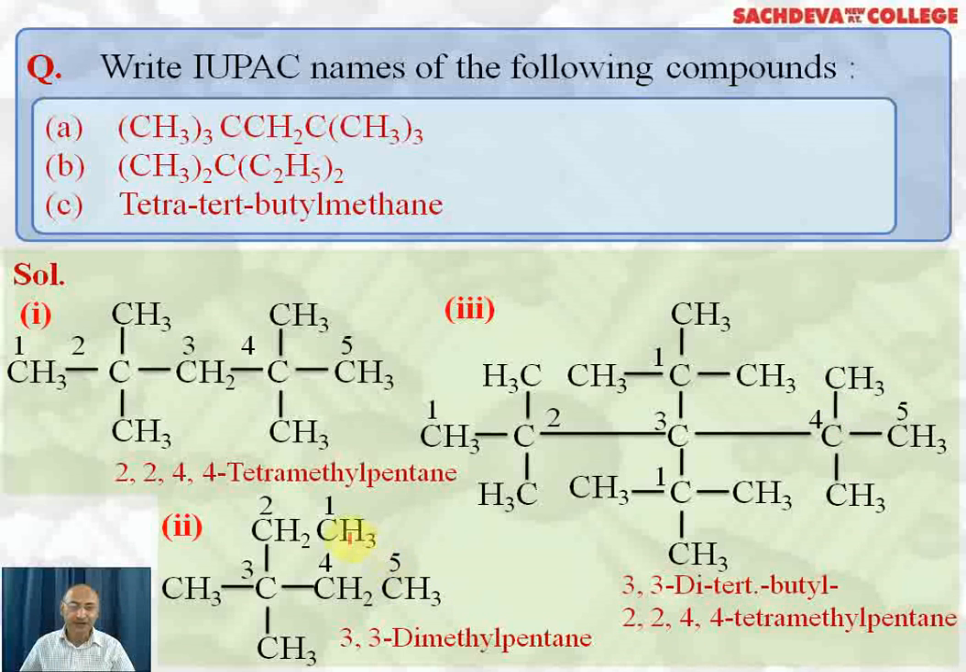In this compound, we count first, second, third, fourth, fifth carbon atom. And with the third carbon, there are two methyl groups, so we call it 3,3-dimethylpentane. That is the IUPAC name of this compound.